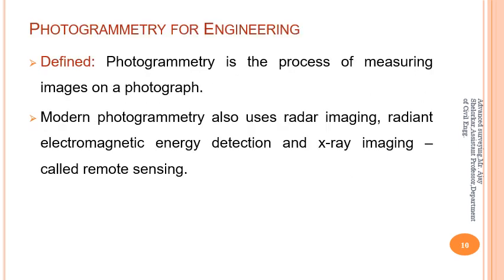Engineering photogrammetry is defined as the process of measuring images on photographs. Modern photogrammetry also uses radar imaging, radiant electromagnetic energy detection, and X-ray imaging, called remote sensing.